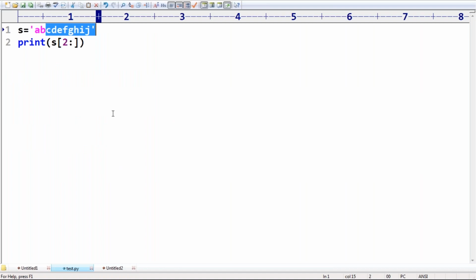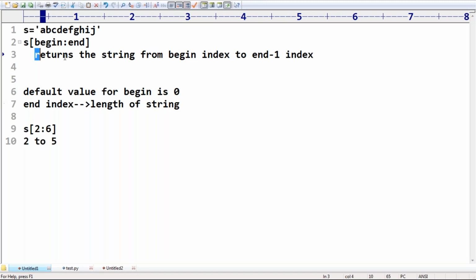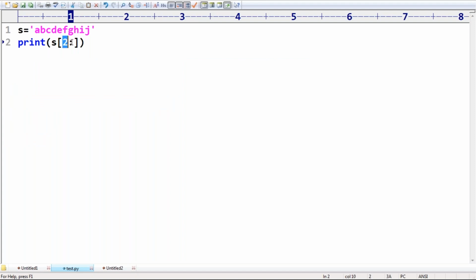This is one important thing: from the begin index to the n minus 1 index. The default value for begin is 0, and the default value for the end index is the length of the string. Now take special care for the exam. If I take 2 to 2000, or 2 to 1000, can you tell what will happen?